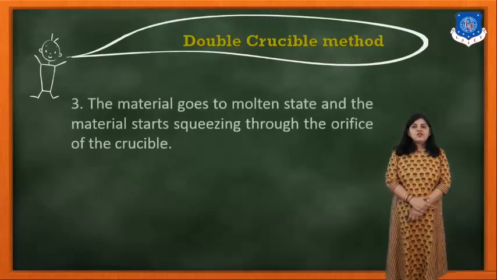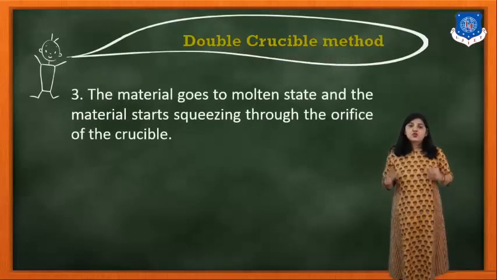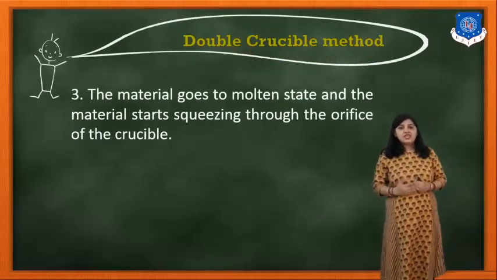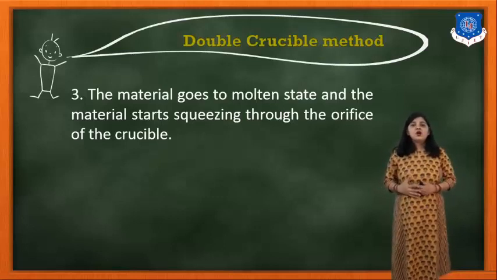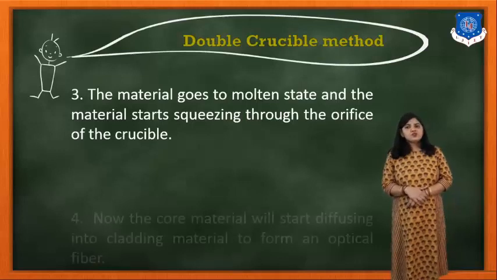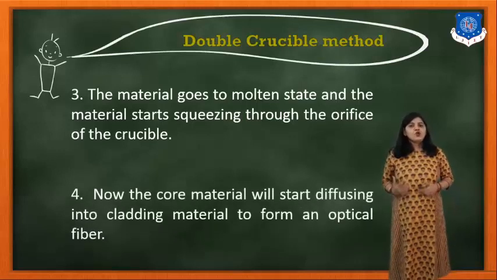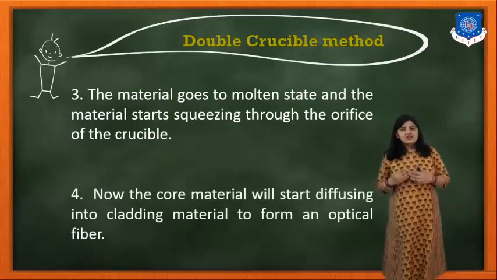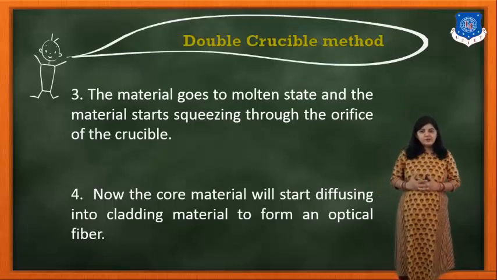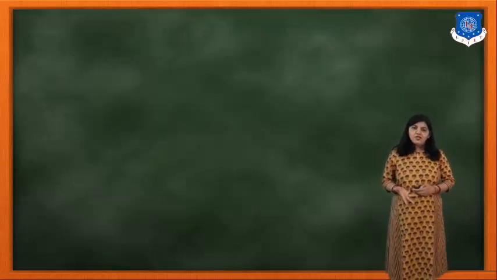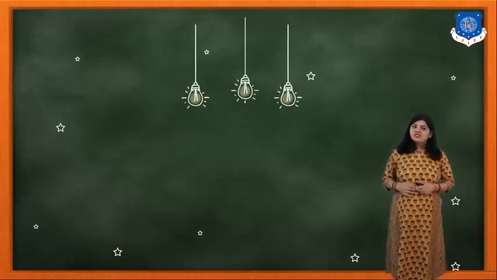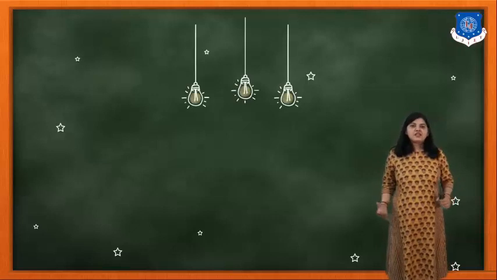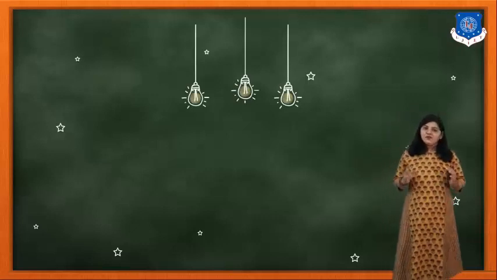Now the material goes into the molten state and starts squeezing through the orifice of the crucible, and the core material starts diffusing into the cladding material, and what it will do is make the optical fiber. So this is the first technique of fabricating the fiber.